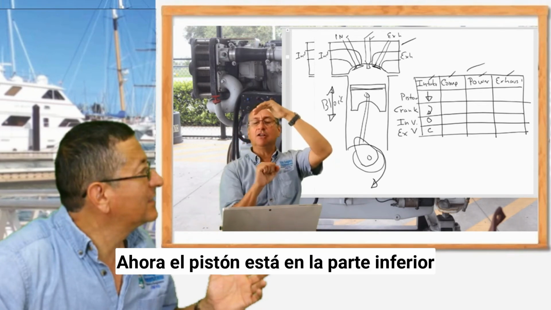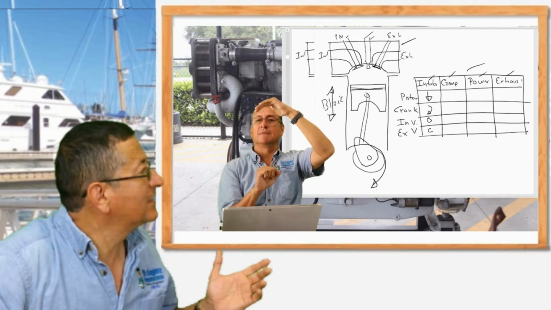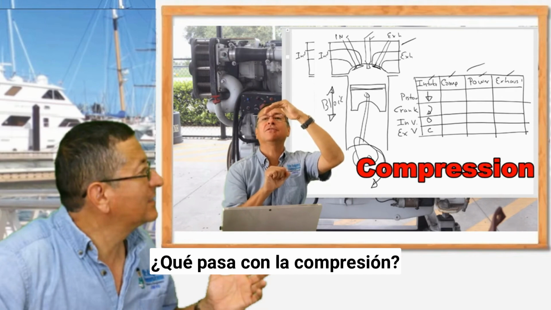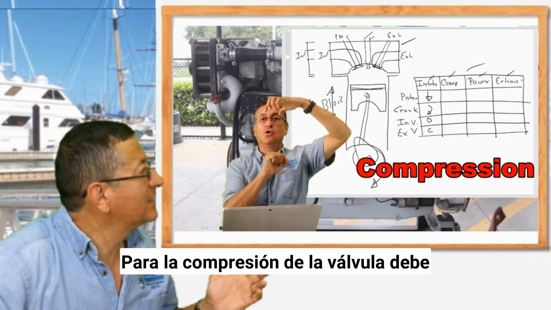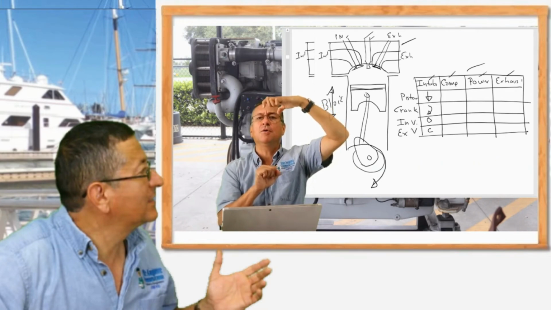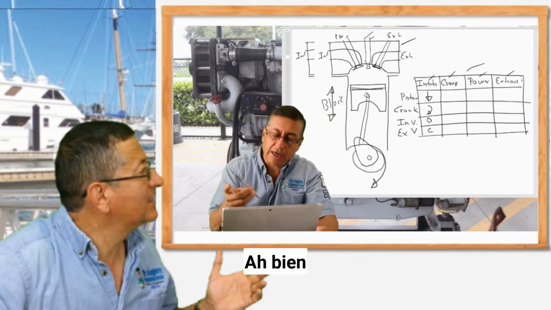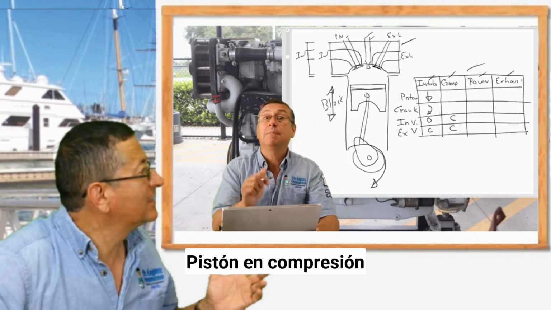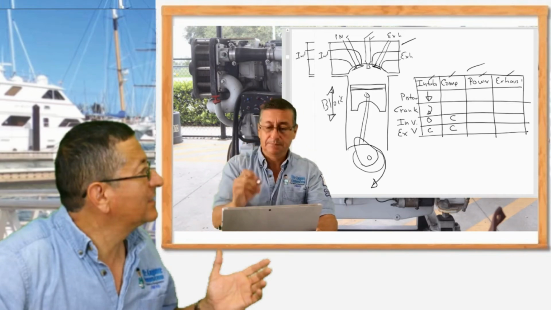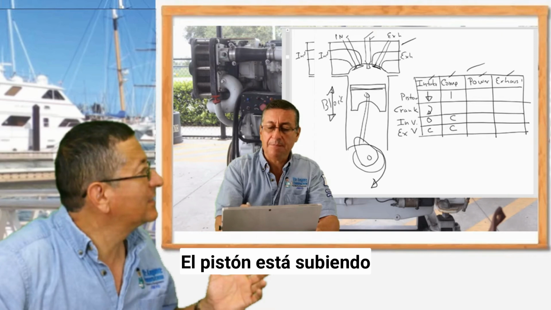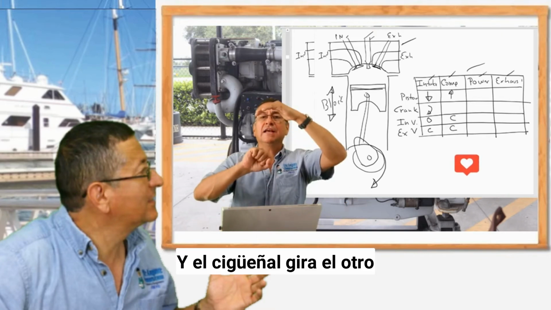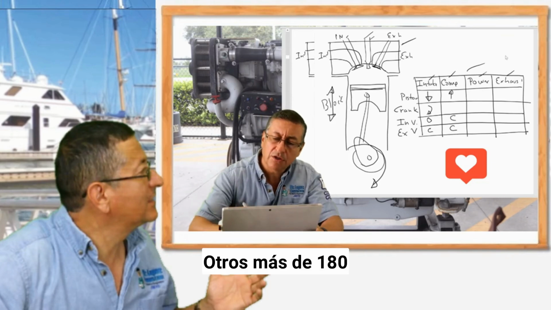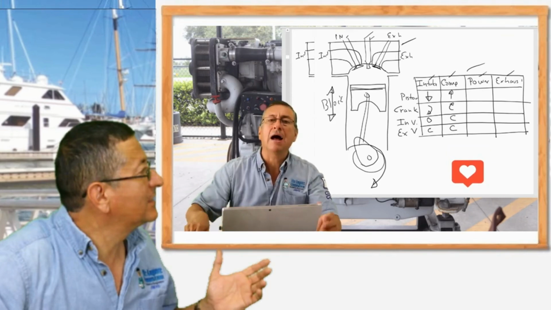Now the piston is at the bottom, and it starts to go up to produce compression. What happens with the valves in order to compress? Both of them should be closed. Closed and closed in compression. The piston is going up, and the crankshaft rotates another 180 degrees.